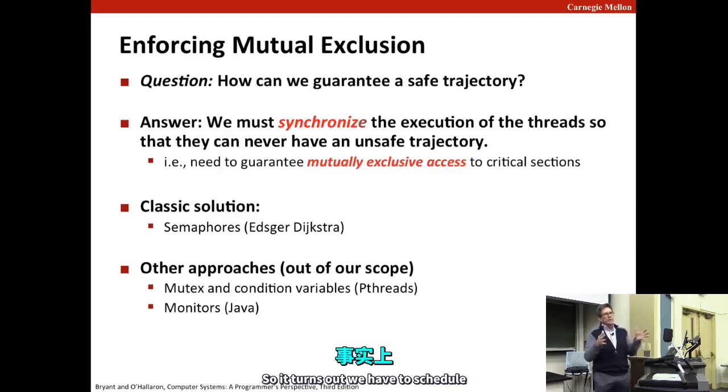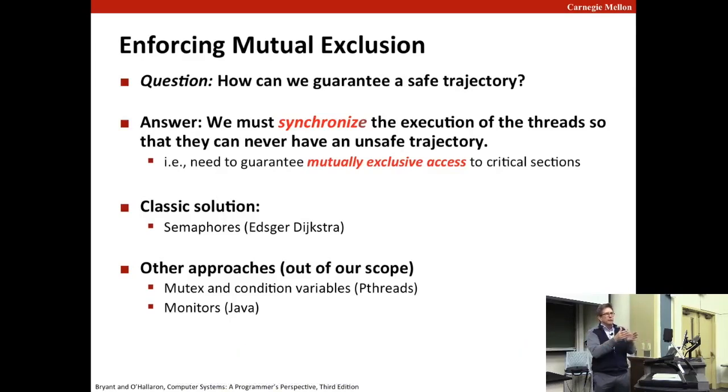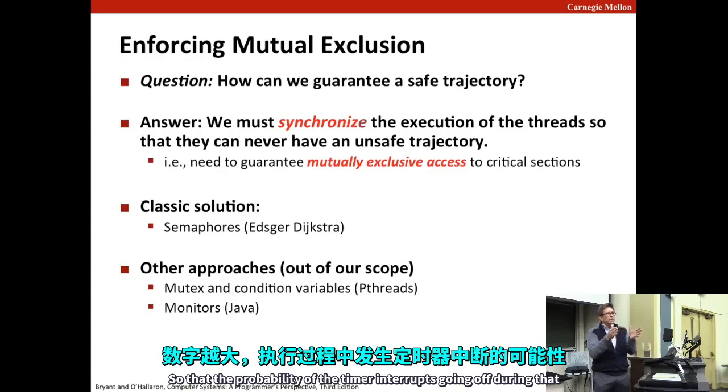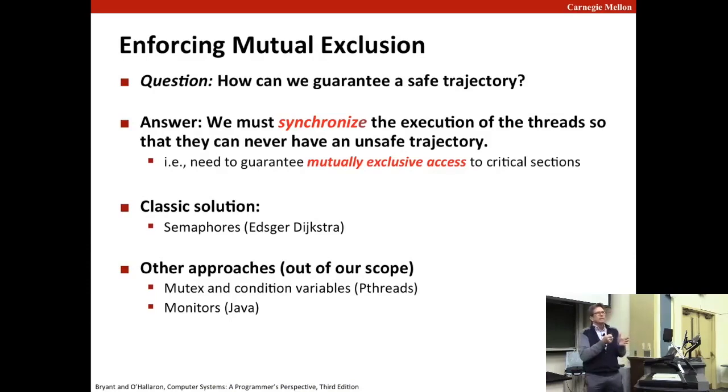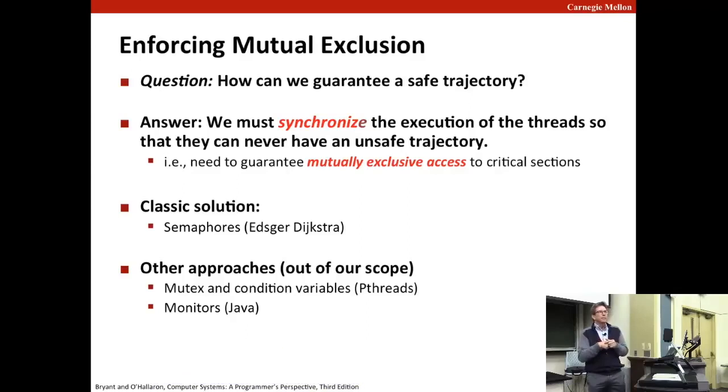So it turns out we have to call this function with n iters being fairly large, so that the probability of the timer interrupt going off during that loop gets increasingly large. Does that make sense?